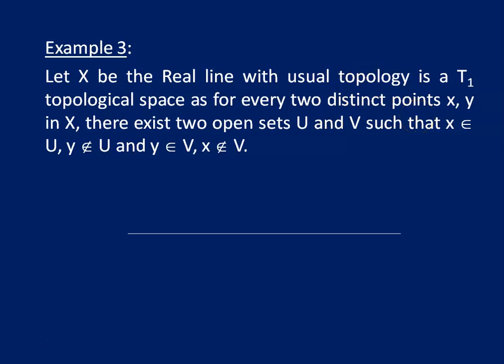Let us take the real line here. Here we have the real line. And let us take two distinct points X and Y. Since this is the real line and we have taken two distinct points X and Y arbitrarily, we can find an open interval around X which doesn't contain Y. Similarly, we can find an open interval around Y which doesn't contain X. So the open interval around X can be treated as the open set U which contains X but not Y, and the open interval around Y can be treated as the open set V which contains Y but not X.